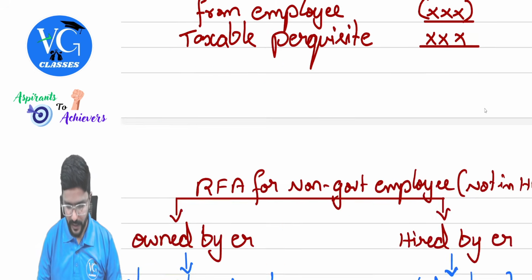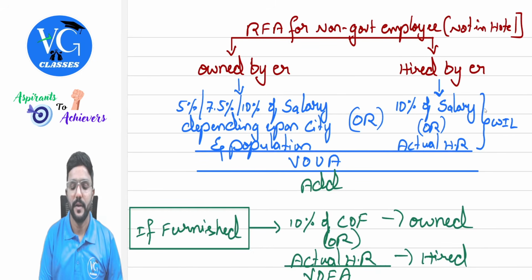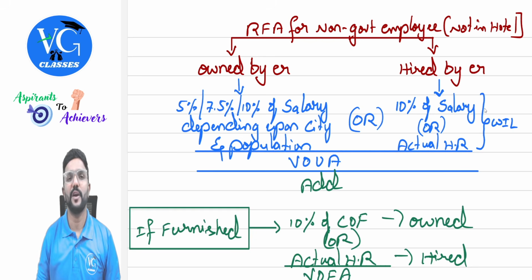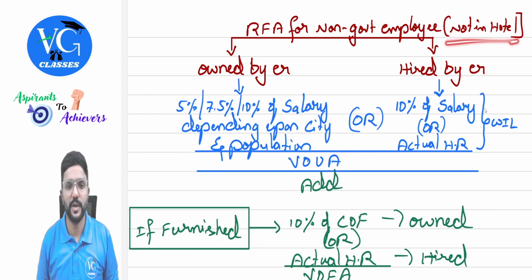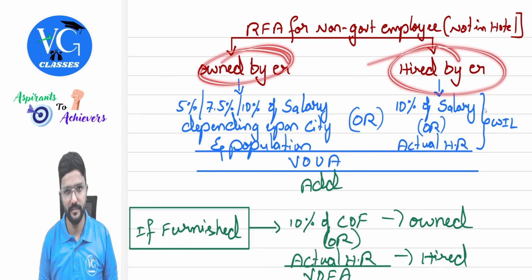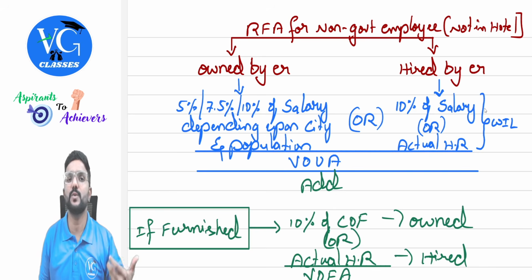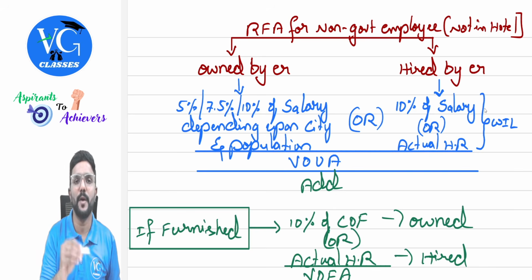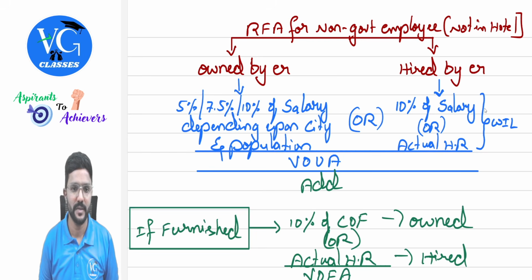So you can just see here, I have made one chart. Rent-free accommodation for a non-government employee. For government employee, it is very easy, the license fee. Which is not in hotel. First check whether the property is owned by employer or hired by employer. If it is hired by employer, then take 10% of salary or actual hire charges, that is actual rent, whichever is lower. Sir, what if it is owned by employer? Then depending upon the population of the city, we need to take 5%, 7.5% or 10% of salary.